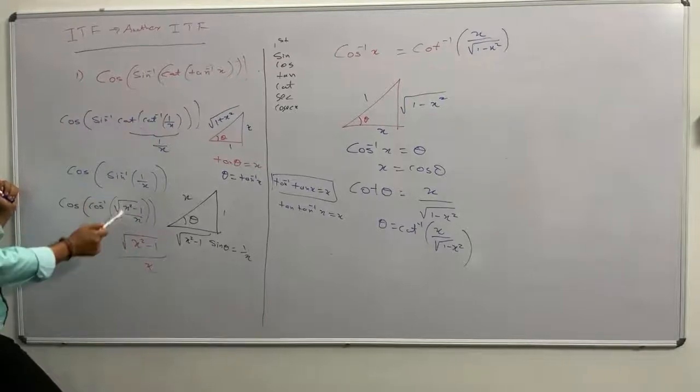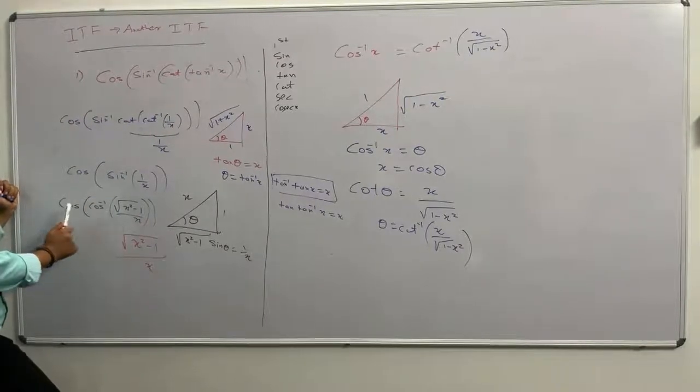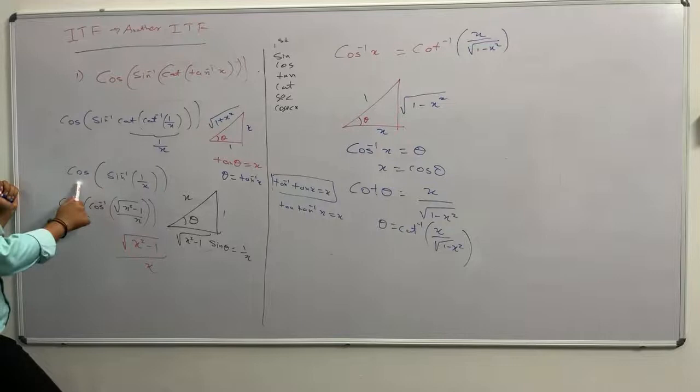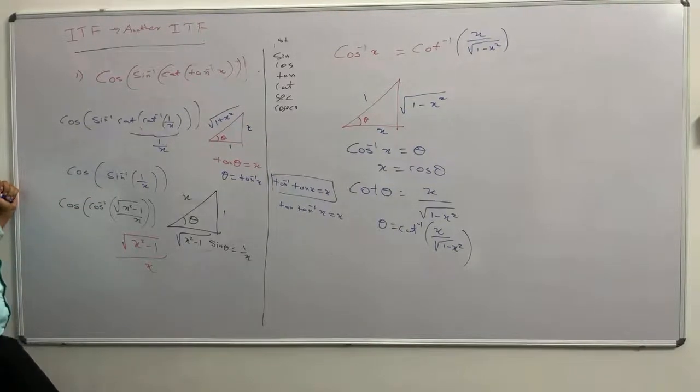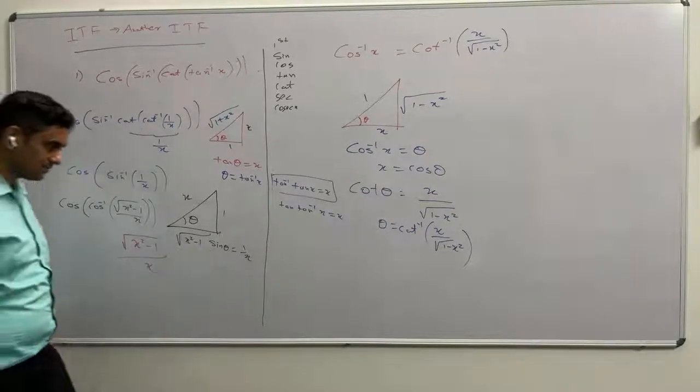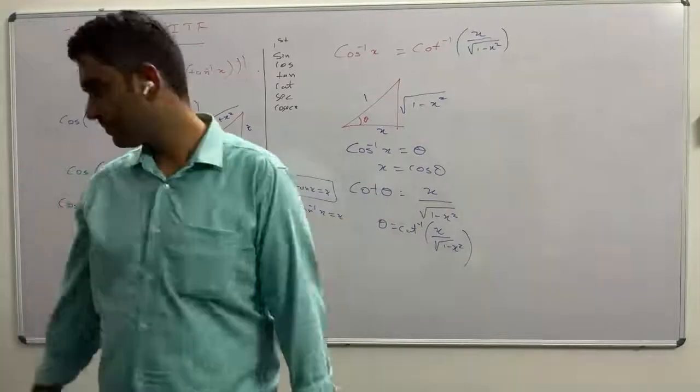How will you solve from here to here? Only cos and cos inverse will cancel out, right? Sine cos will not cancel out with sine inverse. Sine inverse 1 by x is theta. We have to find out cos theta, correct? Oh yeah, that is correct. That is correct.